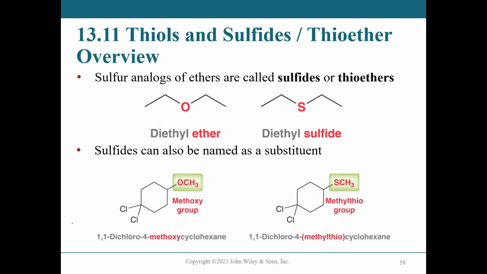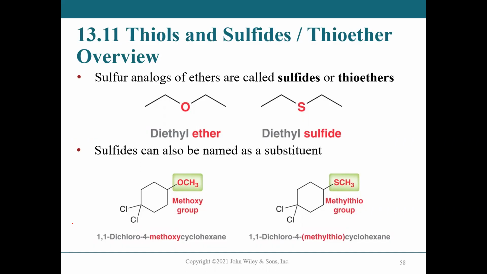Sulfur analogs of ethers are called sulfides or thioethers. So here you see diethyl ether on the left, and then you see diethyl sulfide on the right. Sulfides can also be named as a substituent. So we have our methyl thiol group on the right-hand side.